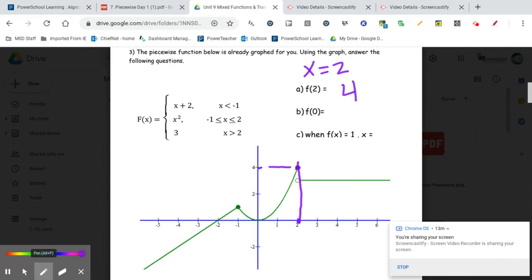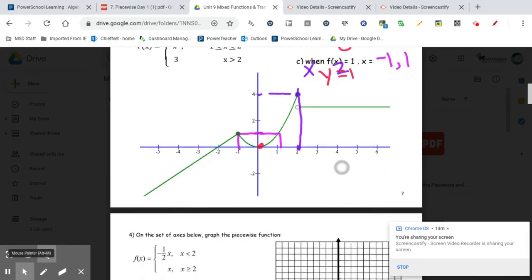The next one we have when x is 0, right here, and y is equal to 0. Then the last one says when f(x) equals 1. f(x) is the same thing as y, so really they're saying when y is equal to 1, what is x? So let's look at where y is 1, which is about right here. So what is x? x is approximately 1, and x is negative 1. So I'll write negative 1, 1. Okay. Then we keep going.